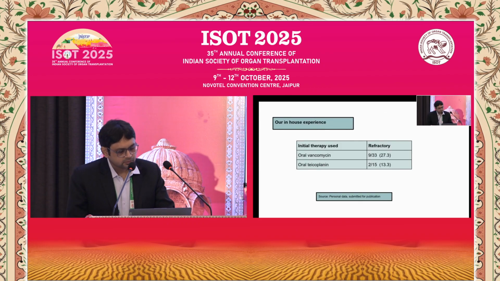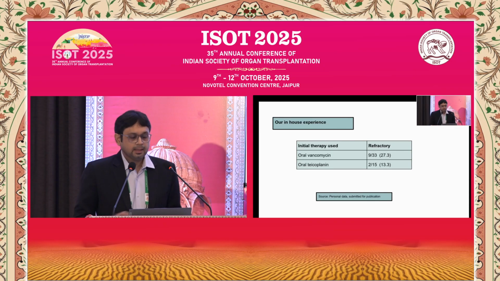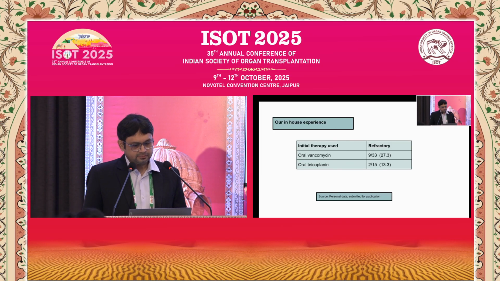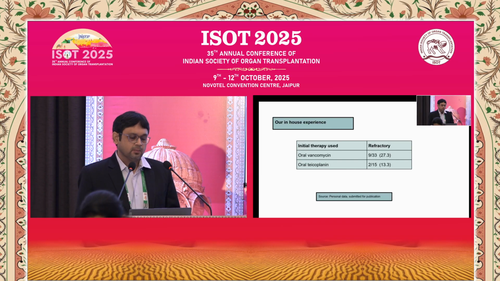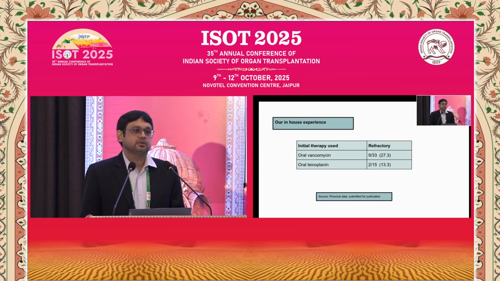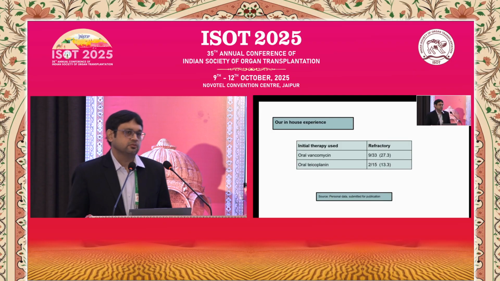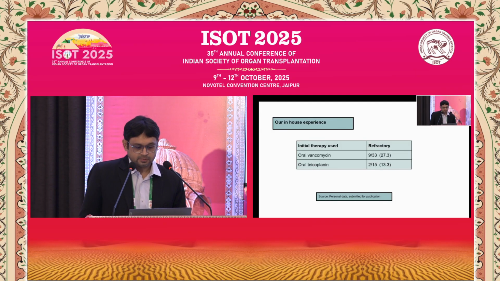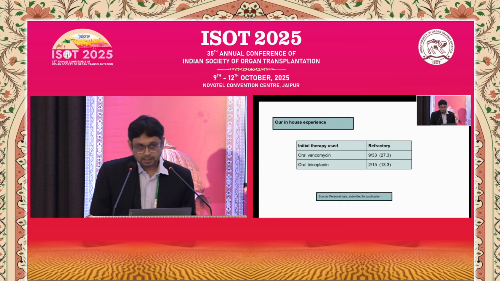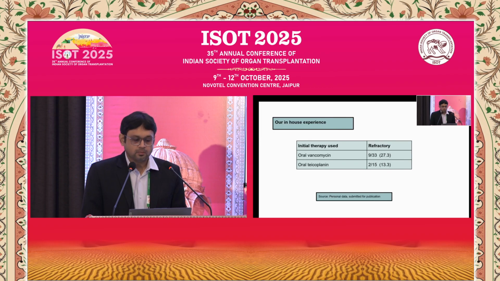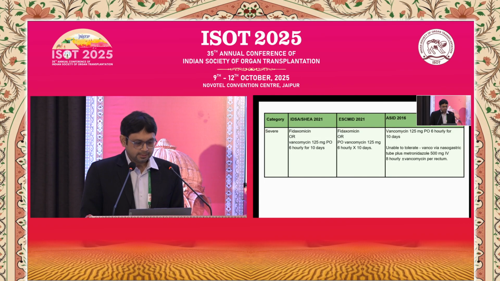This is something that we have just submitted for publication. So this is the experience in BMT recipients, in the first year after C. diff, but look at these numbers. Of the patients in whom oral vancomycin was used, 27% were refractory. So almost a third of our patients, or a little more than a quarter, were refractory to oral vancomycin. When they started with oral teicoplanin upfront, the refractory percentage was around 13%. So in our settings, when someone is refractory to oral vancomycin, we do switch over to oral teicoplanin.